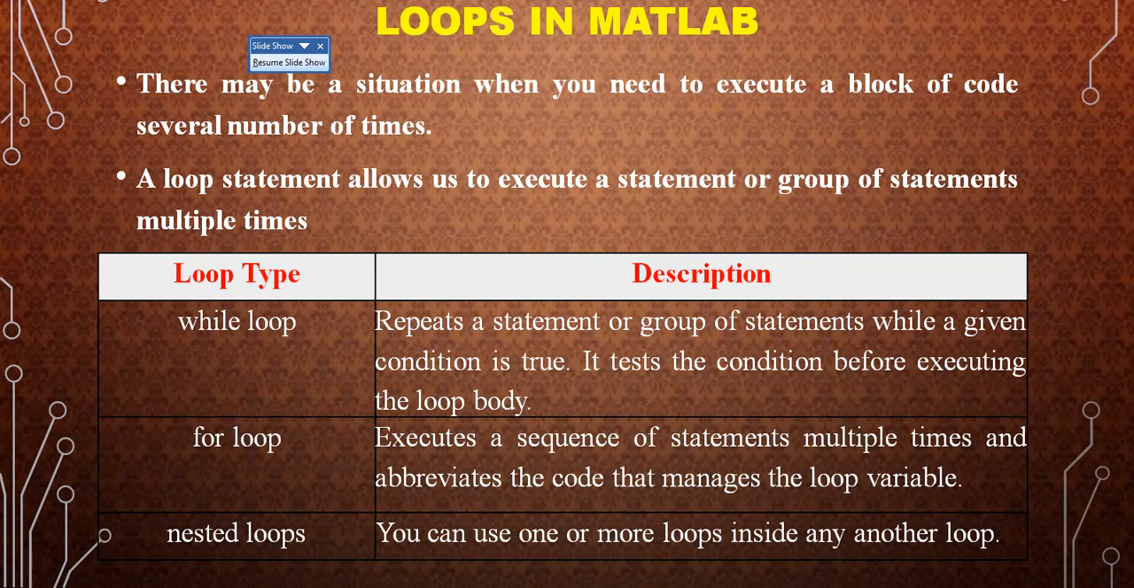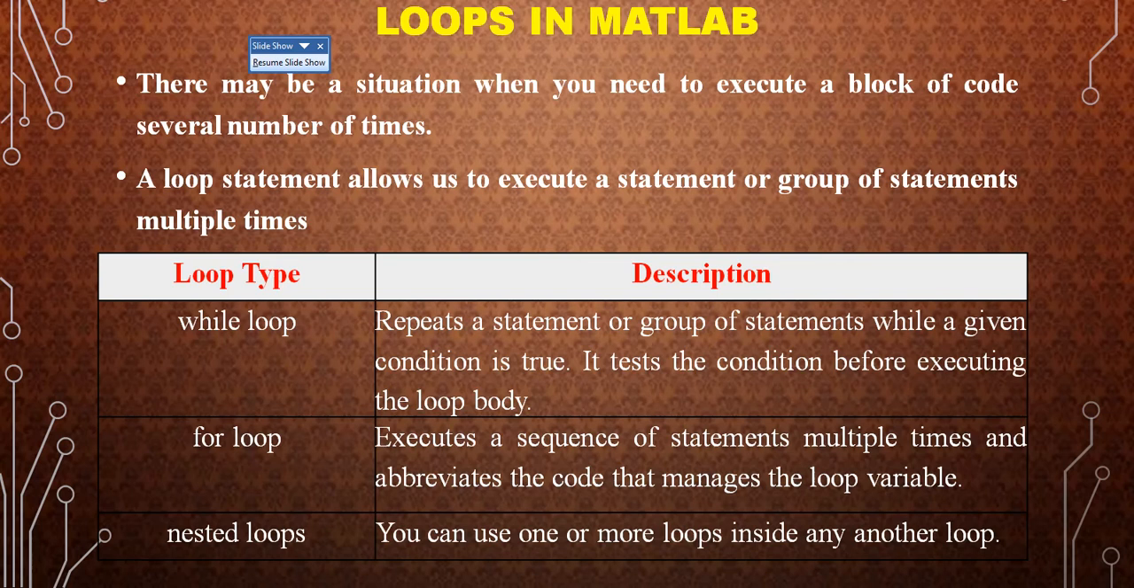If you use a while loop, first we give some condition. If the condition is true, then the while loop executes. If the condition is false, it simply exits from the while loop. So it tests the condition before executing the loop body. First it tests the condition, and if it is true, only then does it enter the loop. If the condition is false, it simply ignores the loop. So this is nothing but the while loop. We will discuss it in detail in the next slide.